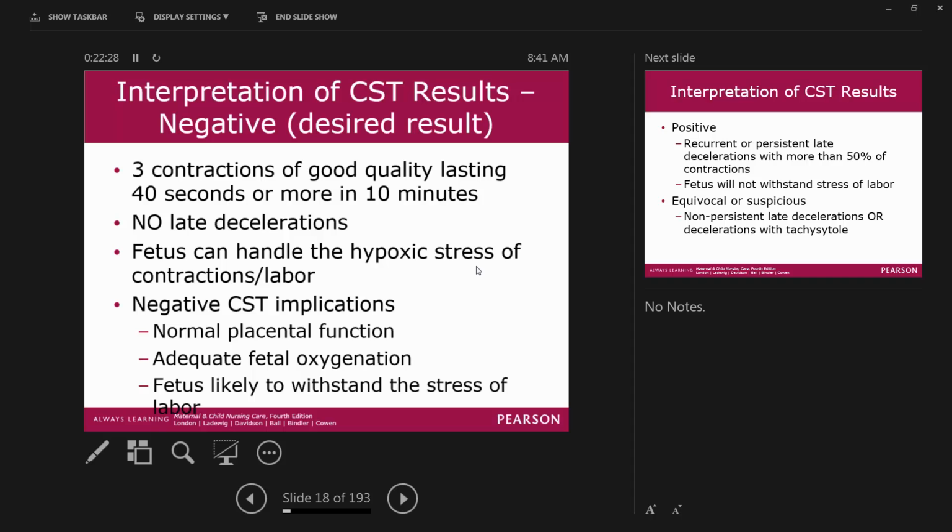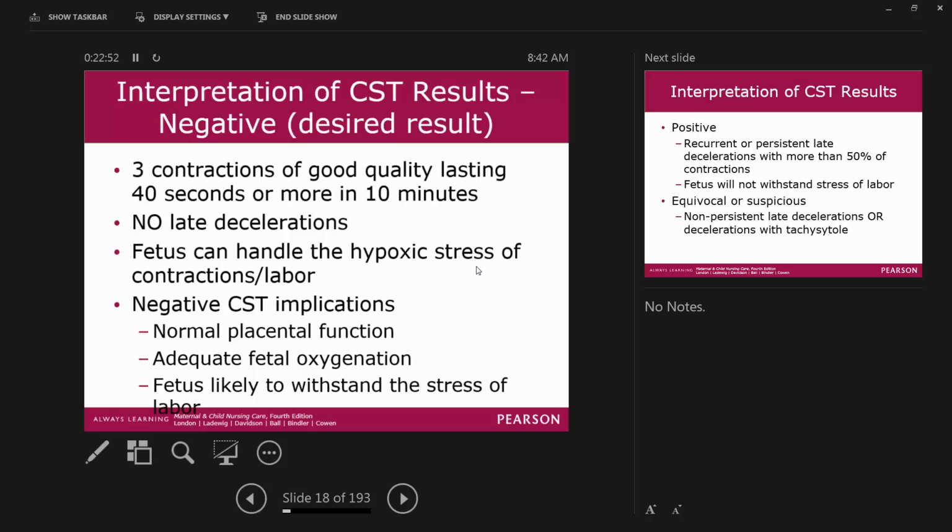So, it says no late decelerations. I thought that it said no decelerations, period. Is it only late? It's only late. So variable decelerations are okay. We'll talk about it. So if she has no late decelerations, then she's passed the test.